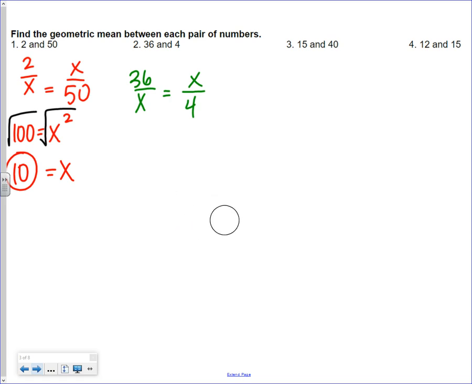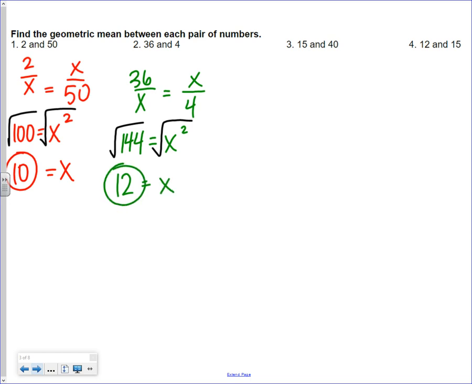All right, cross multiply. What is 36 times 4? 144 is equal to, what's x times x? Wonderful. How do I solve for x? And again, normally you would put a plus or minus on this, but we're not because this is the geometric mean. What is the square root of 144?